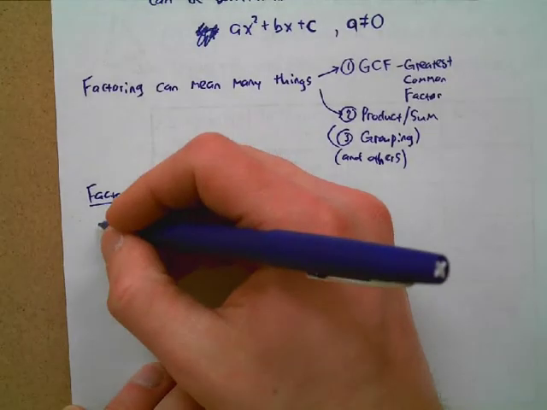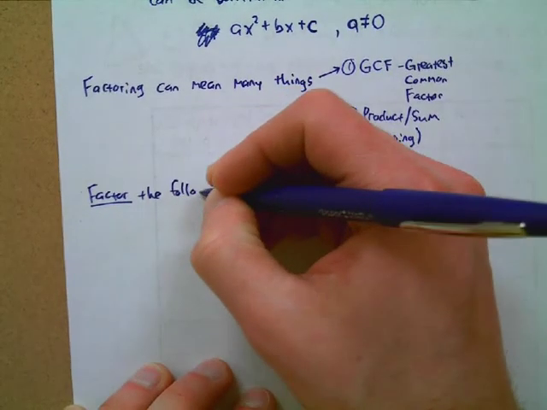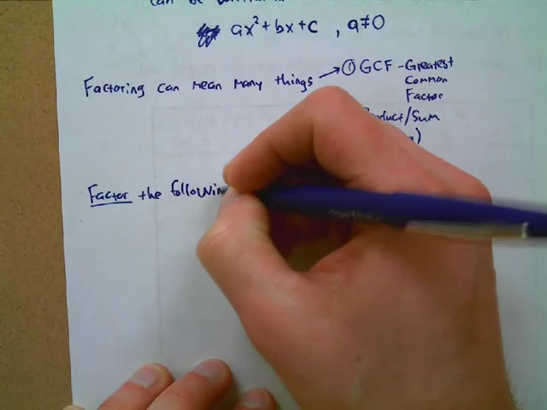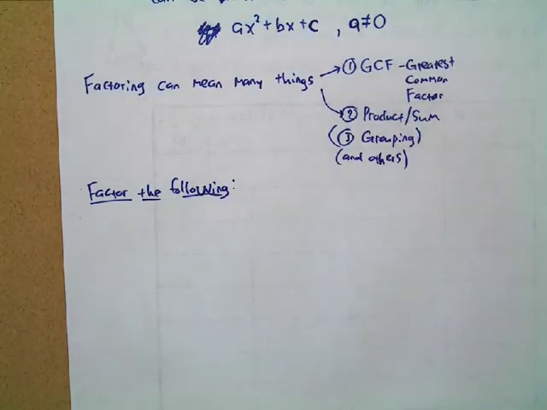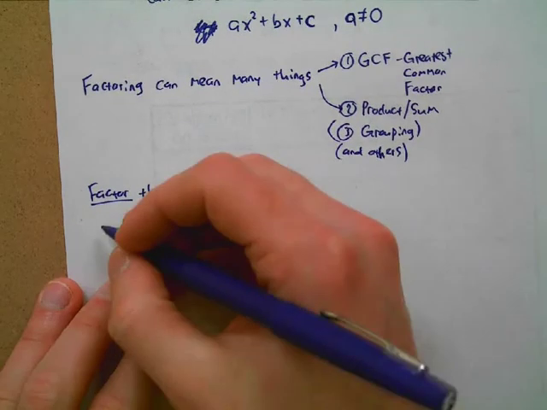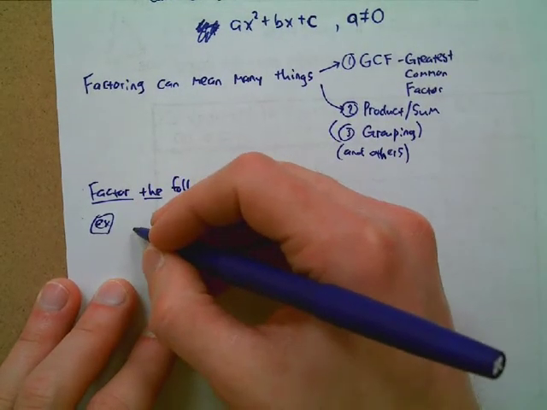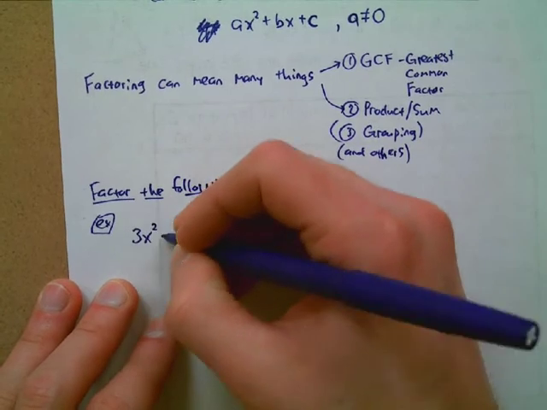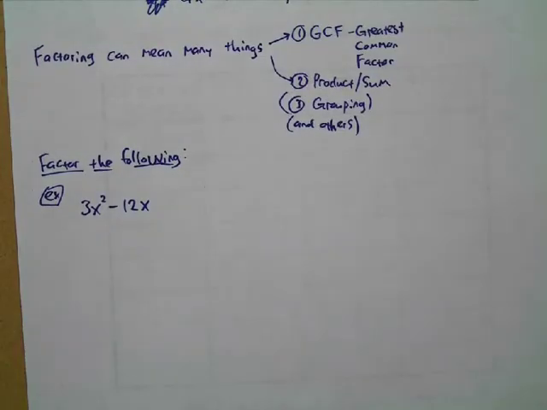So let's factor the following. I'll start with something that's hopefully not too terrible. Let's do 3x squared minus 12x.